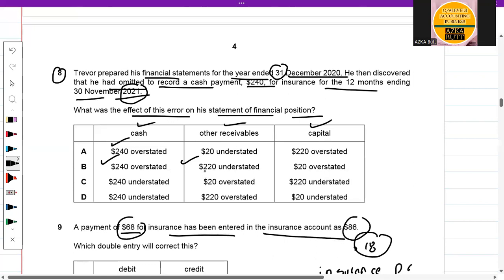If we talk about the capital, it is overstated by $20 because the expense was not recorded. The net profit was overstated by $20 because of 2 months' worth of insurance expense. So B option is the right option, because the payment was for 12 months ending on 30 November 2021. But only 2 months, December 2020 and January 2021, relate to the financial year ended 31st December 2020. The remaining 10 months relate to the next financial year.